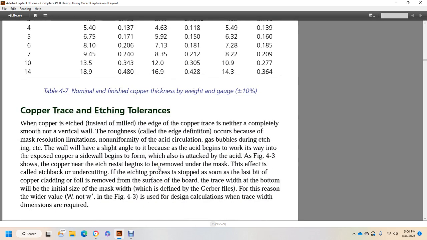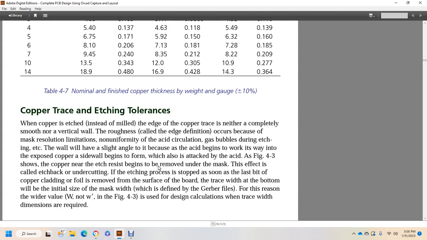Copper trace etching and tolerance. Copper is etched from the edge of the copper trace, nearly complete with a smooth, not vertical wall. A rough curve at the edge of the definition occurs because of mass resolution limitation, non-uniformity, fast circulation, gas bubbles during the etching, etc. The wall will have a slight angle as the acid begins to work on the infinitely exposed copper of the sidewall. Figure 4.3 shows the copper near the edge of the resist beginning to be removed under the mask.